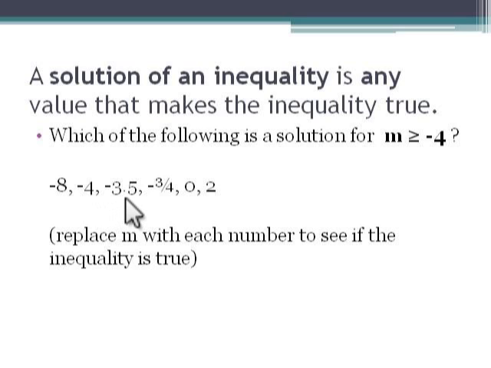How about negative 3.5? Yes, a solution. Very good. Negative 3.5 would be farther on the right, so that would mean it would be bigger. How about negative 3/4? Yes, it would be a solution. How about 0? Is 0 greater than or equal to negative 4? Yes, it is. It's greater than. How about 2? Yes, 2 is greater than negative 4. So it is greater than or it's equal to. It's greater than, so it's one or the other. Very good.